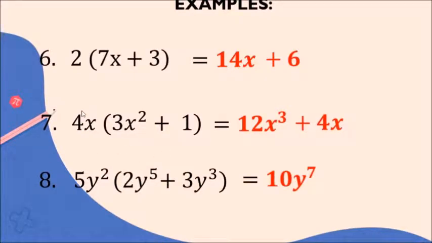Now, finally, let's distribute 5y squared to 3y cubed. 5 times 3, that is basically 15. And y squared times y cubed, that is y to the power of 5. So, the final answer would just be 10y to the power of 7 plus 15y to the power of 5.